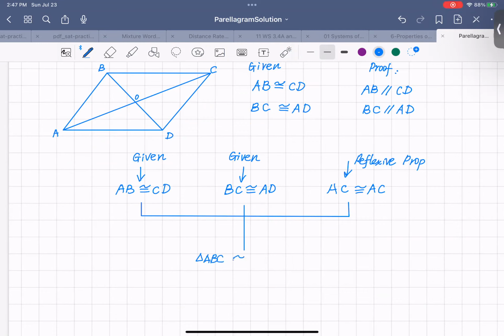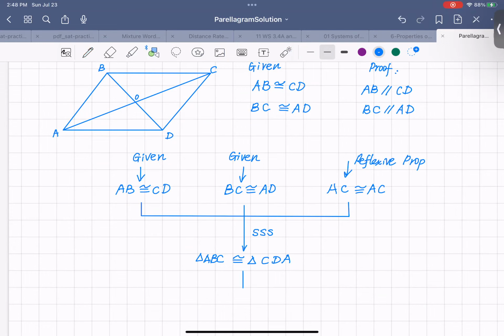Triangle ABC is congruent to, the A point is corresponding to the C point. So it's going to be C, A to C, B to D, and C to A. So you have this triangle congruent to this triangle. In the future, we will learn triangle congruency. This is supported by SSS. Side, side, side, you fix a triangle. After you have this congruent, then you will have the corresponding angles equal.